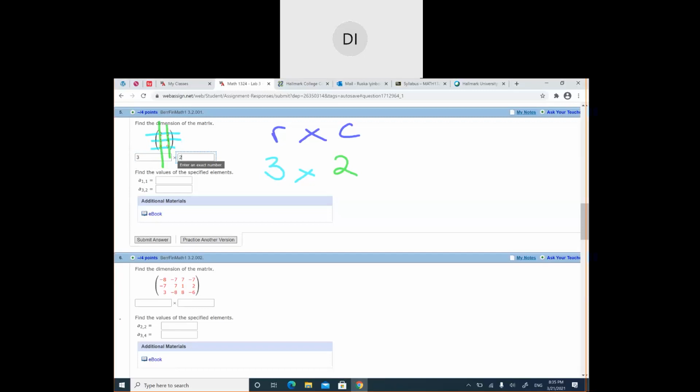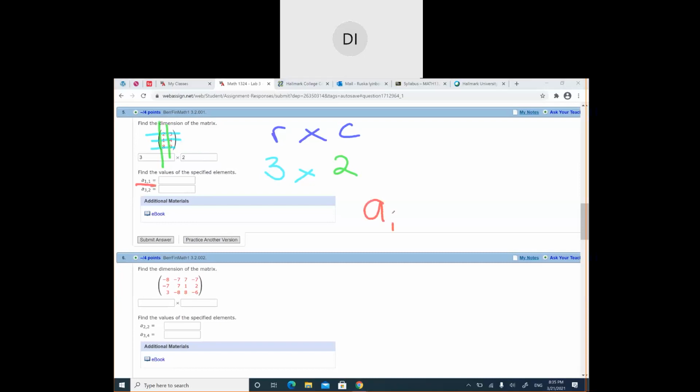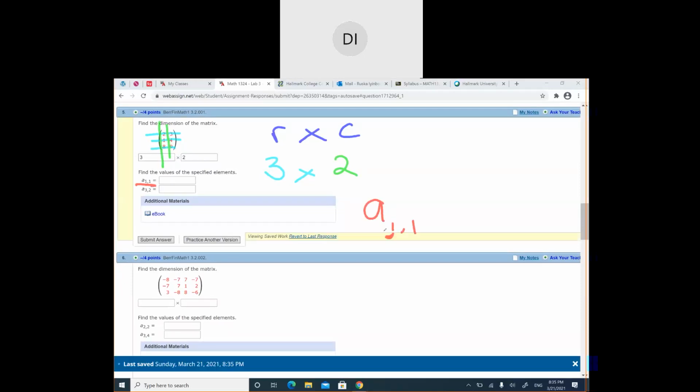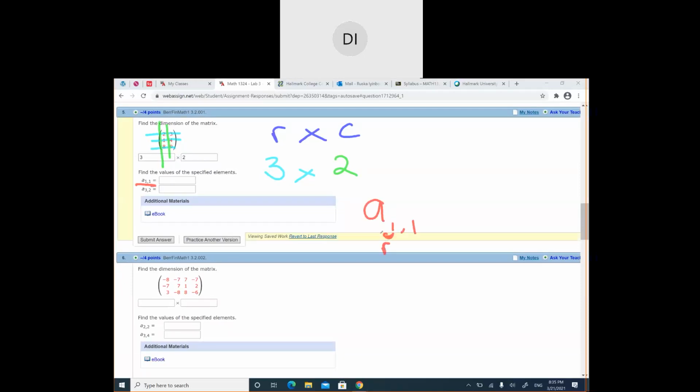That's it. Now, they also ask you to find A11. A11 means the element in the, so I'm going to put A1 and 1. The first number represents the row, and the second is the column. So I go to the first row, first column, and see what the number is where they meet. What is the number there? It's 2.